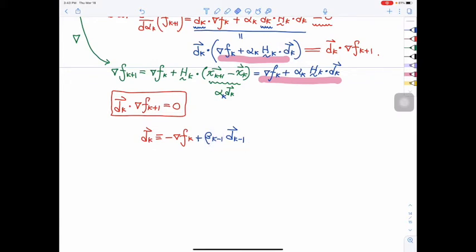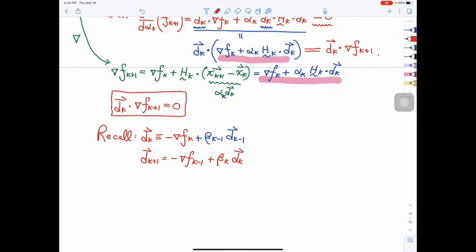So let's recall. This is our dk. And if k advanced by 1, what does this equation look like? Basically, negative f k minus 1 plus beta k dk. If the index number increased by 1, this is how it looked.